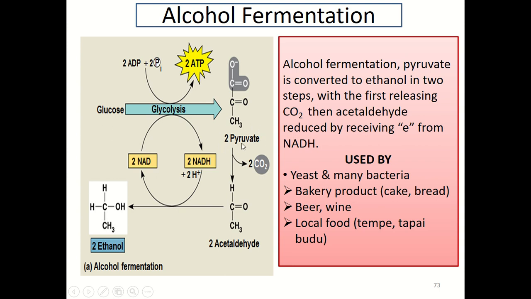The 2 molecules of pyruvate will go to alcohol fermentation by removing 2 molecules of carbon dioxide and producing 2 molecules of acetaldehyde. And then this acetaldehyde will help to regenerate 2 molecules of NAD plus from 2 molecules of NADH, which later will be used by the glycolysis process, and thus the acetaldehyde forms 2 molecules of ethanol.